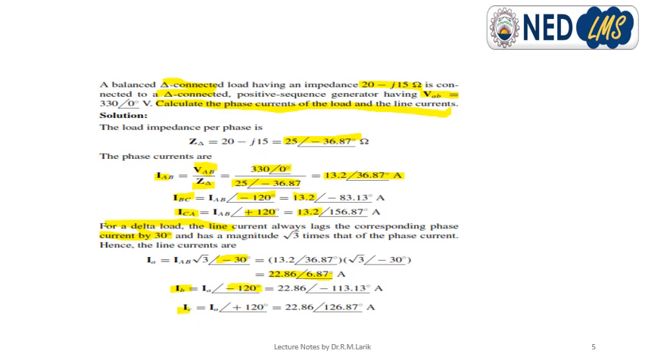For the second line current, the angle should be minus 120 degrees from the first, so you get minus 113.13. When you add 120 degrees to 36.87, you get 156.87. The same practice is going on, the same practice. Hope you understand.